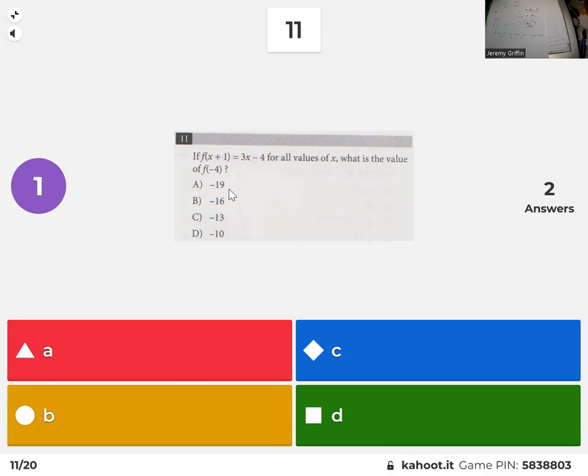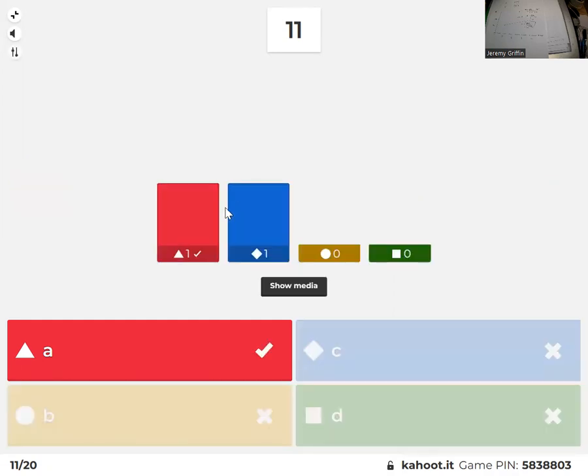I see option A, negative 19. That is it, negative 19. Somebody got it.